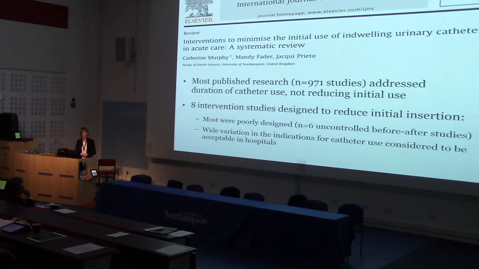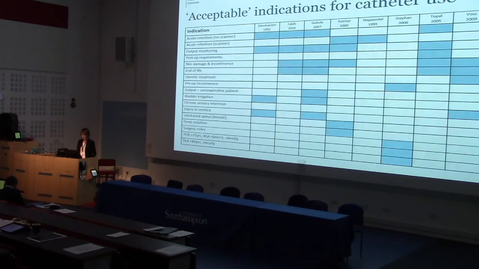Most of these were poorly designed, uncontrolled before and after studies, and so we had to conclude that the evidence in this field is insufficient and we need further work. But a very interesting outcome of this review was the variation between studies in their accepted indications for catheter use. These were all studies that took place in a hospital environment, and you would expect the degree of variation between studies. So these are the 8 studies across the top here, and these are the indications for catheter use down the side, because these studies were undertaken in a range of different clinical environments. But nonetheless, the difference is striking.